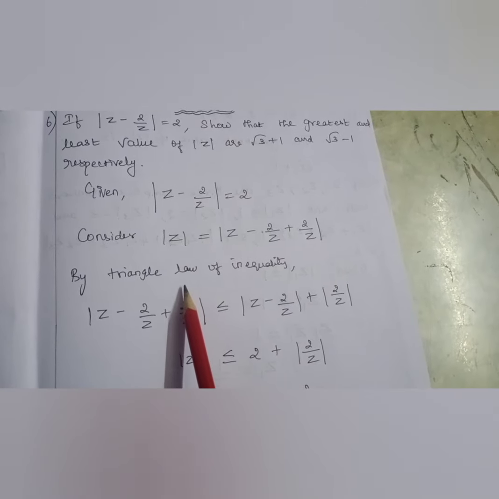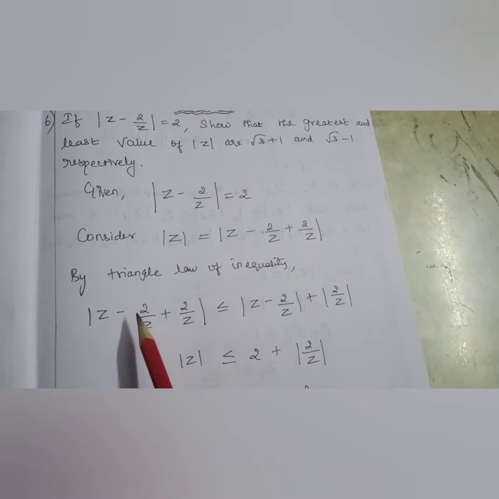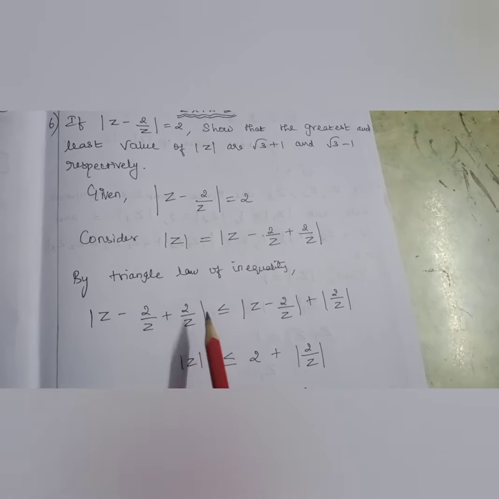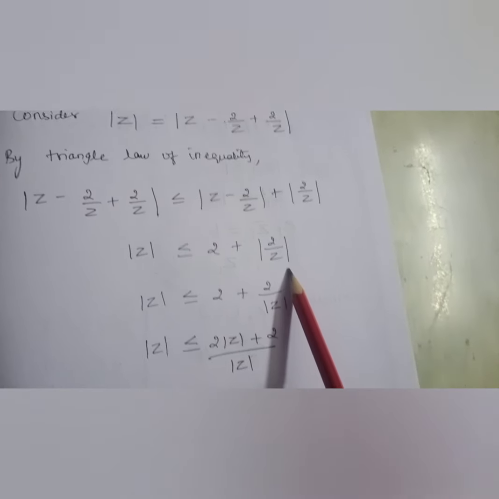Now there is a property, the triangle law of inequality: modulus of z1 plus z2 is less than or equal to mod z1 plus mod z2. Using that, modulus of z minus 2 by z plus 2 by z is less than or equal to modulus of z minus 2 by z plus modulus of 2 by z. We have been given a hint that modulus of z minus 2 by z is 2, so I can substitute that as 2. So mod z becomes less than or equal to 2 plus 2 by mod z.